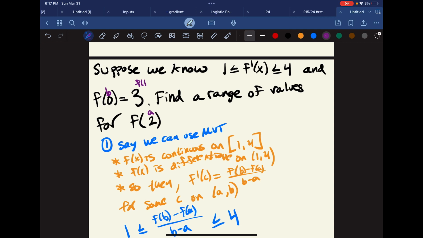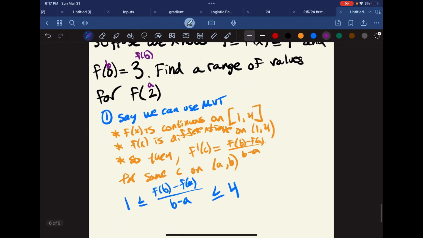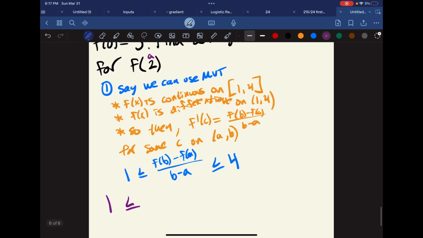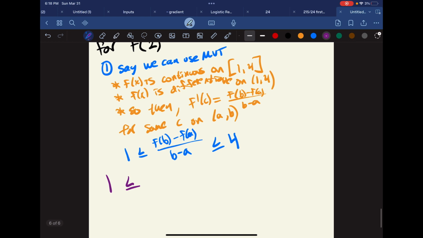Is that what I had the first time? I can't remember. So you can do either one. It really doesn't matter what order you put them in, but this way will, I think, work out a little bit better. So our f of b is 3.